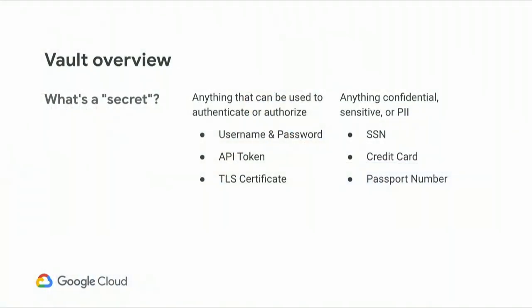In order to talk about Vault, it's important to talk about what a secret is. When we talk about a secret, we're specifically talking about anything that can be used to authorize or authenticate. That might be a username and password, an API token, a TLS certificate. But it also might be something that's personally identifiable or business intelligence data, like a social security number, a credit card, a passport number, or the API key to access your internal analytics dashboards that give you a competitive advantage in your market.